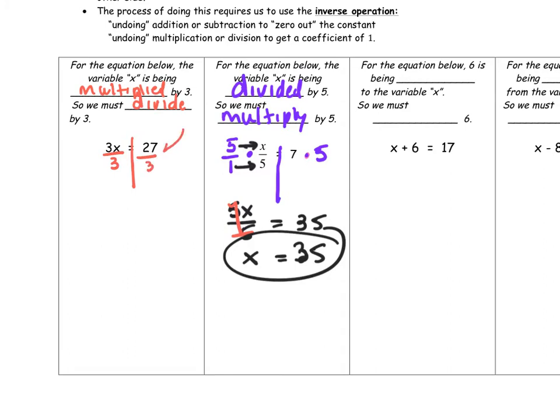Remember, this fraction bar is the high school way to write division. Wonderful thing here is 3 divided by 3 is 1. And the identity property says 1 times anything is that anything. In this case, it's x. And on this side, 27 divided by 3 is 9. So that's our solution. Please turn to the back page in the first column.